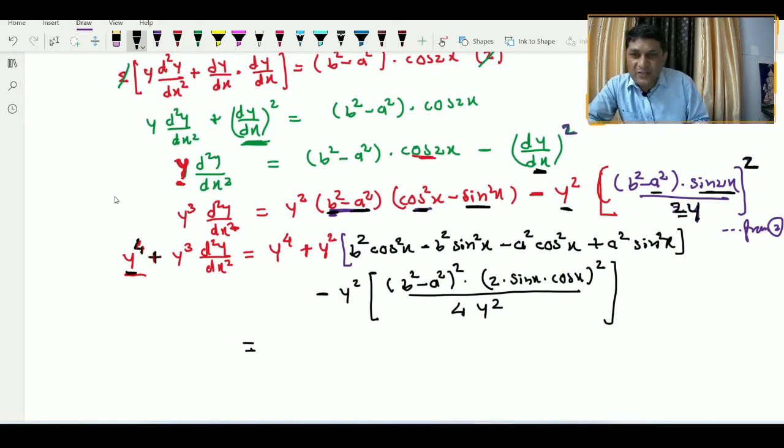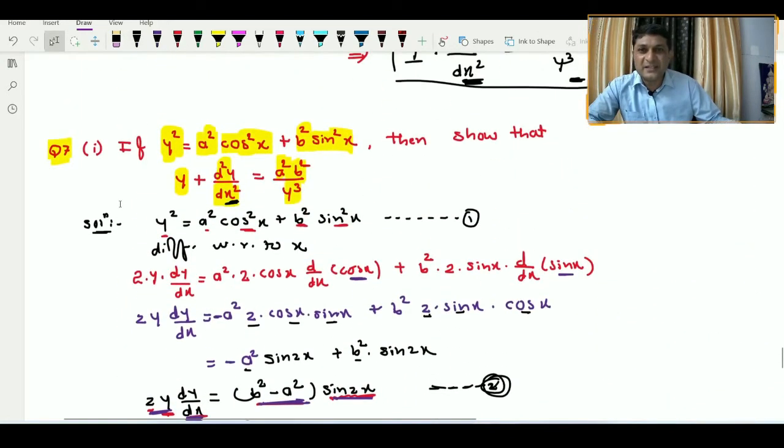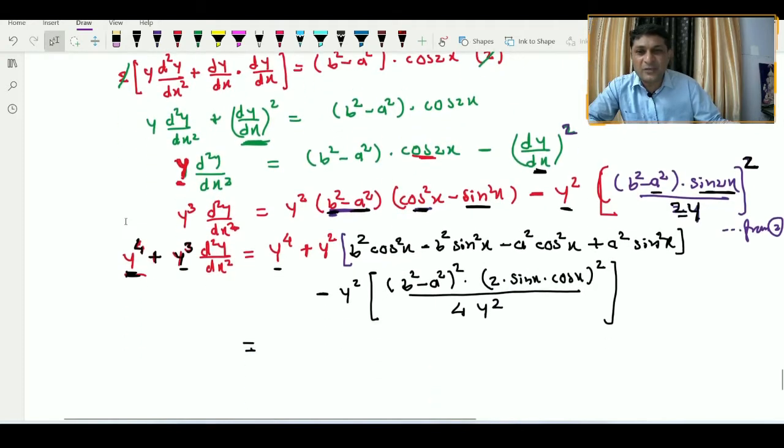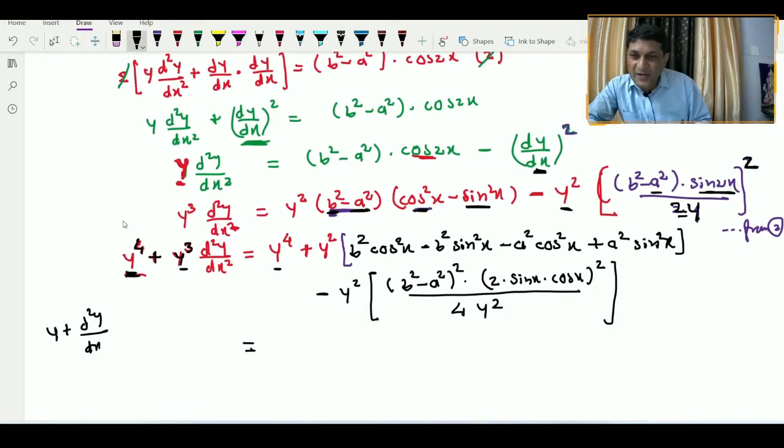First we have multiplied here by y square, means on both sides, and later on we are adding y raised to power 4 on both sides. Okay, so now our required result is, what is our required result? This is our required result, y plus d2y upon dx square is equal to a square b square upon y cube. So what is our required result here? y plus d2y upon dx square is equals to a square b square upon y cube.